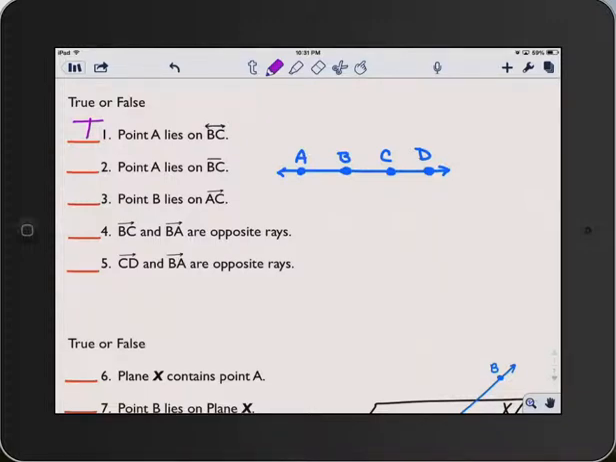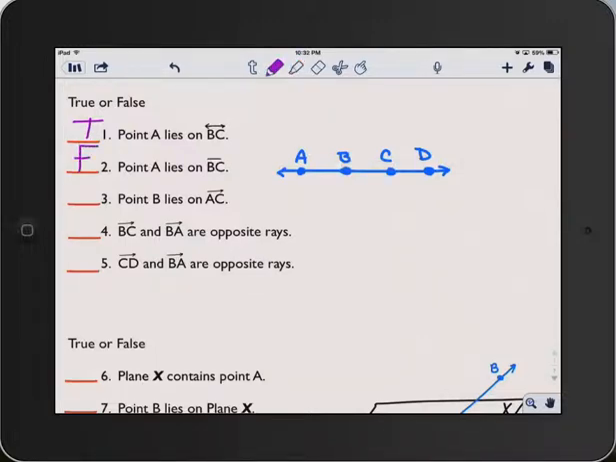Problem number 2, point A lies on segment BC. Well, segment BC has two endpoints. Points B and C are the two endpoints. And segment BC also includes all the points between B and C. Point A is not on that segment, so therefore the answer is false.